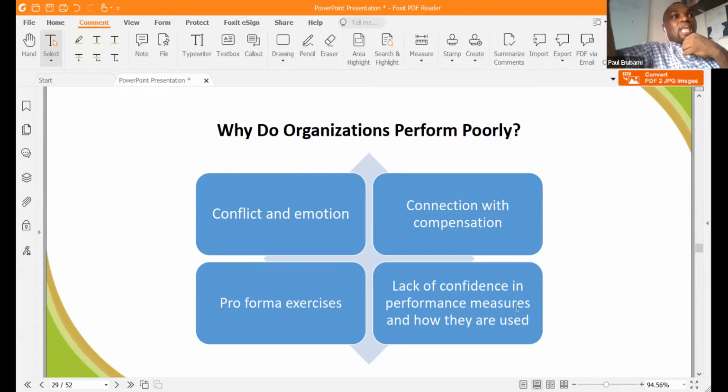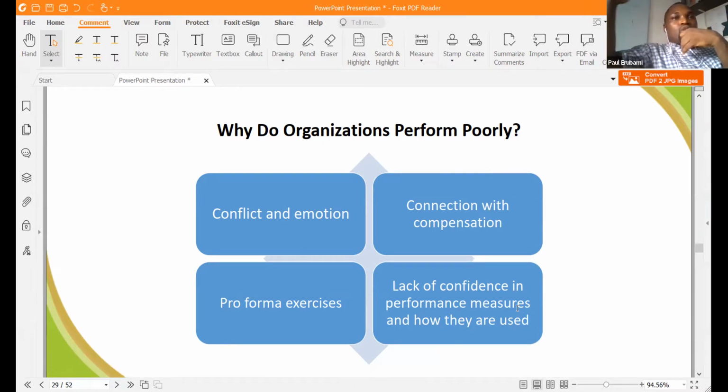Lack of confidence in performance measure and how they are used. Yes, most of the time, over time, people lose confidence in the appraisal process. And what are they doing? Appraisal is every year they are doing it. What did they give us? They did not give us anything. Now they are just writing paper. So once people can't see the value in what you are doing, basically they will stop working towards that. And on the long run, the entire appraisal drops.